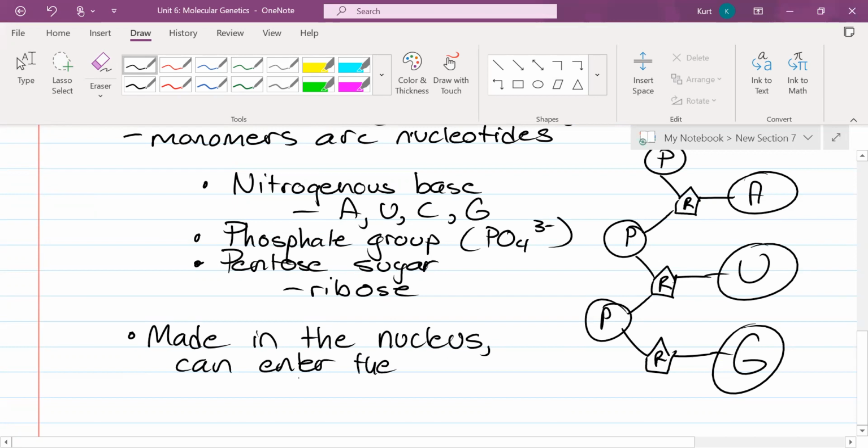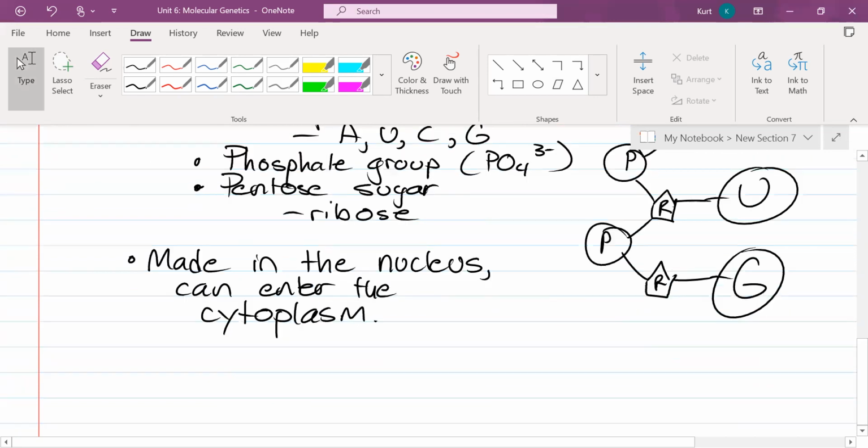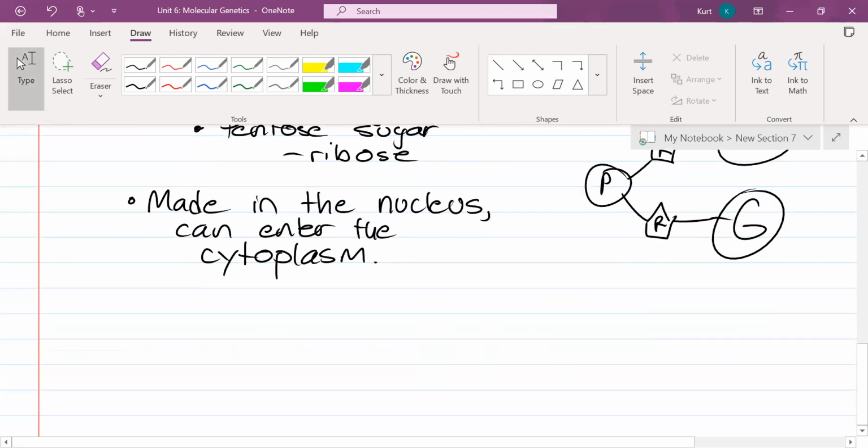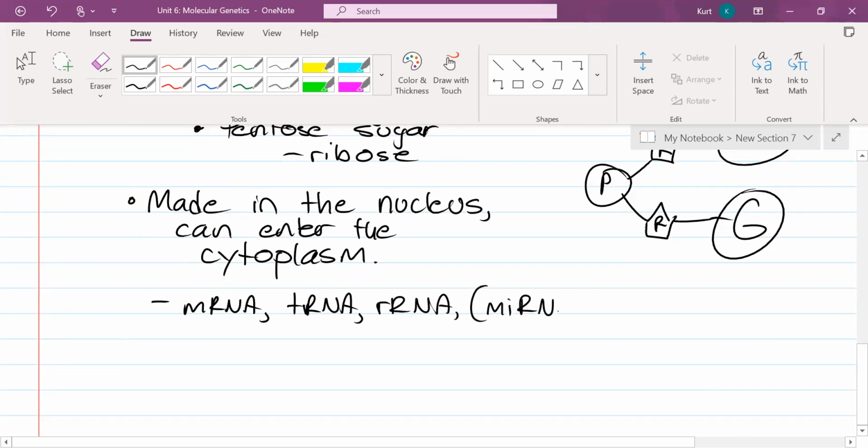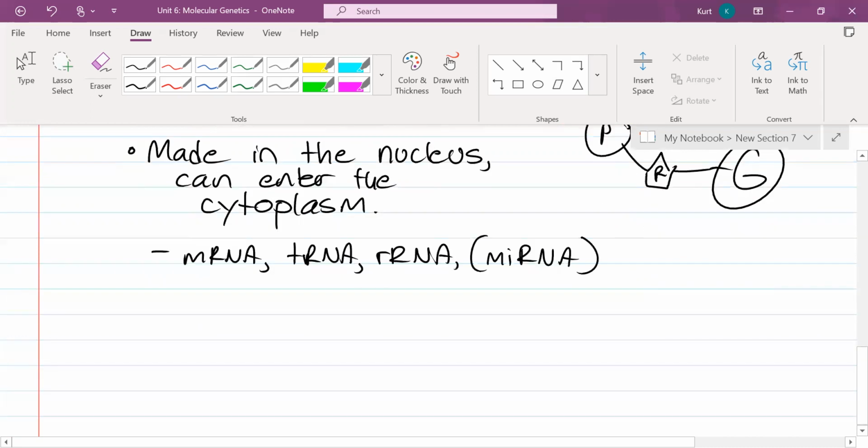Where are the ribosomes found? Cytoplasm. Come on. Cytoplasm. They're made in the nucleus. They can enter the cytoplasm. The types of RNA that you had to know in this class were messenger RNA, transfer RNA, and ribosomal RNA. There is such a thing, by the way, and I guess I'll throw this in here, microRNA, very, very small RNAs. All right.